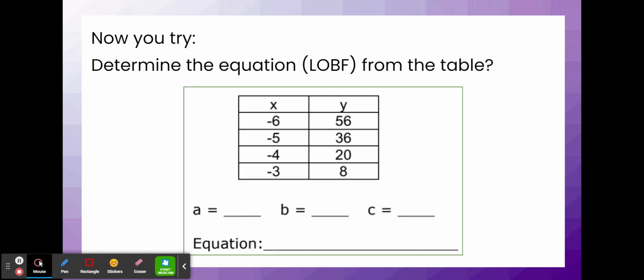Okay. Determine the equation and line of best fit from the table. So I gave us a table, find A, B, and C, and then write your equation. So type in your table, run the regression with a formula, and then find your values for A, B, and C so you can write your equation.